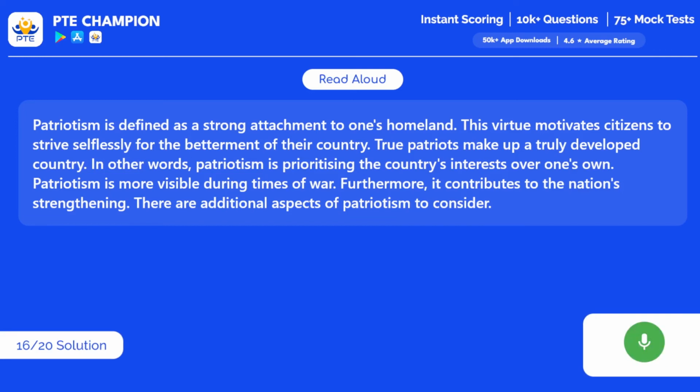Patriotism is defined as a strong attachment to one's homeland. This virtue motivates citizens to strive selflessly for the betterment of their country. True patriots make up a truly developed country. In other words, patriotism is prioritizing the country's interests over one's own. Patriotism is more visible during times of war. Furthermore, it contributes to the nation's strengthening. There are additional aspects of patriotism to consider.